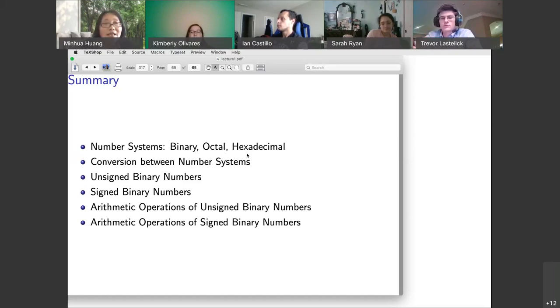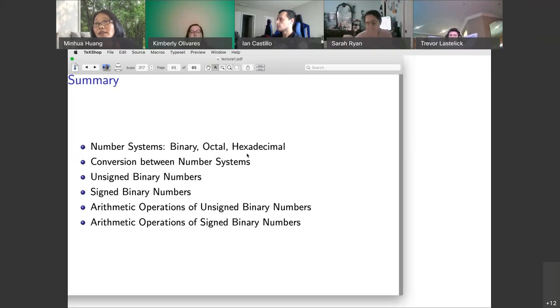Now, since the conventional way people are used to is the decimal number, we have to discuss how to obtain the values of binary and hexadecimal numbers for the decimal. How can we convert from a decimal number to a binary number or hexadecimal number? This is what we all cared about. Then afterwards, we did the representation of numbers.